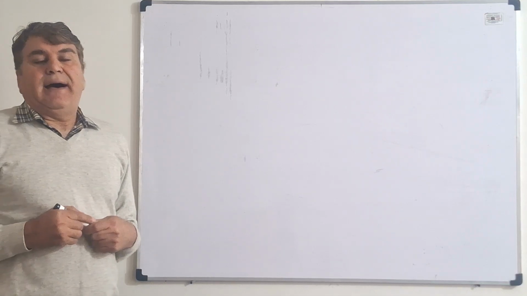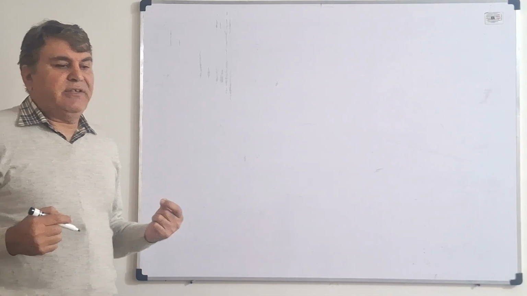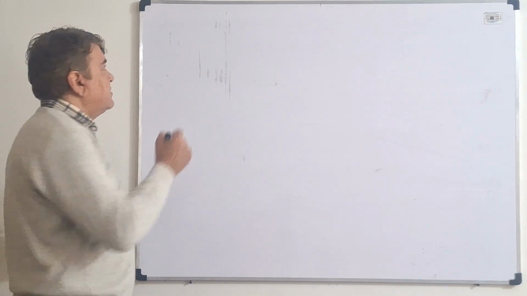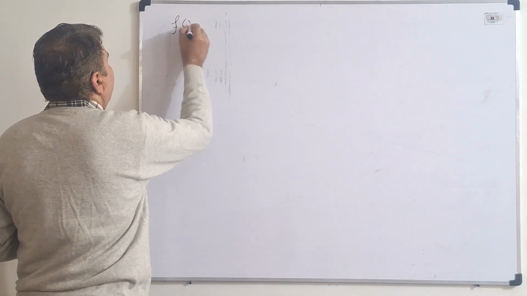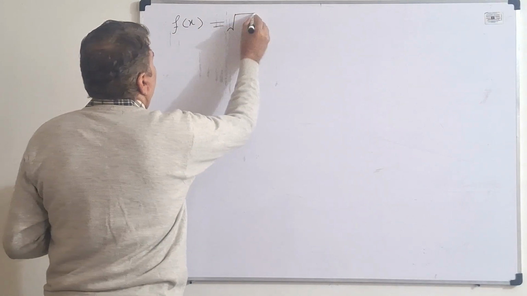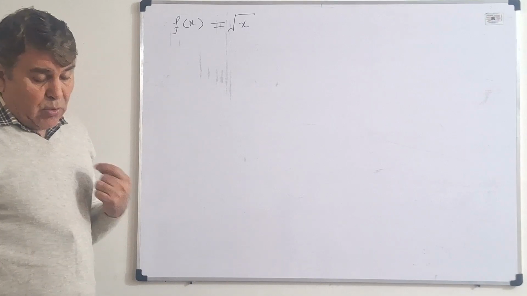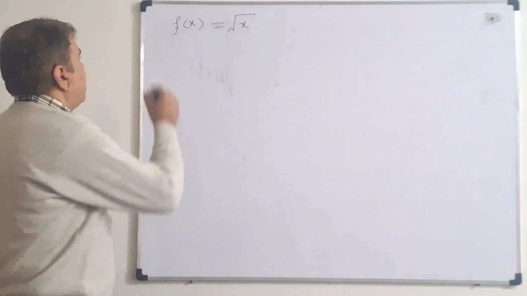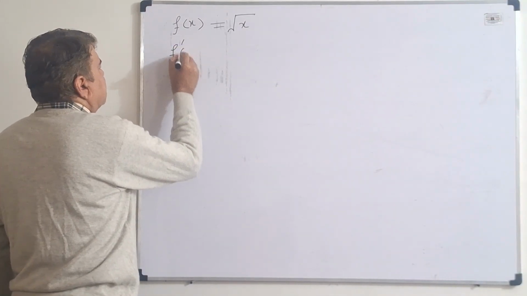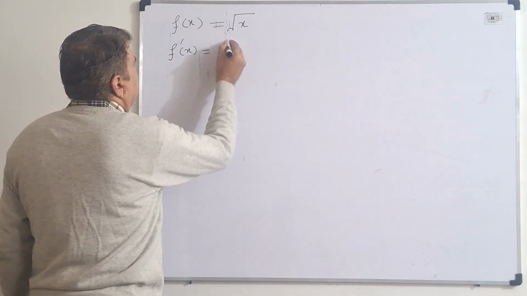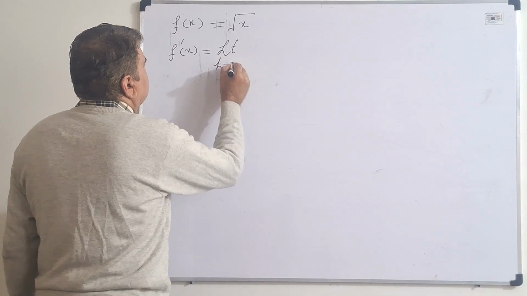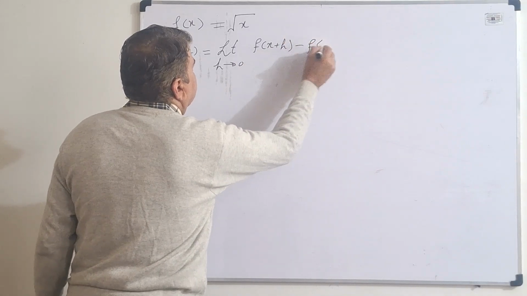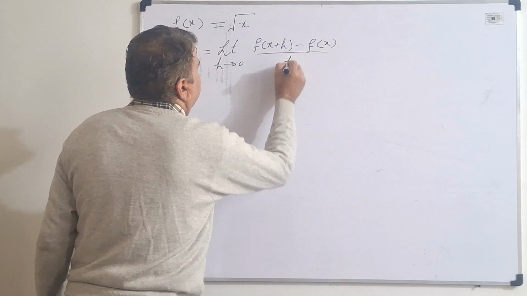In this video, I will use the definition of derivative to differentiate a function, and for this purpose, I consider a special function of the form f of x equals square root of x. That is, I want to use the definition of derivative to find the derivative of this function. And from the definition of derivative, we know that the derivative of a function is given by the limit as h tends to 0 of f of x plus h minus f of x divided by h.